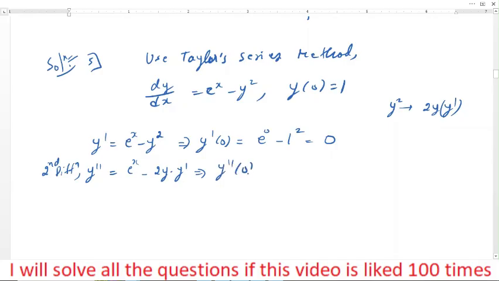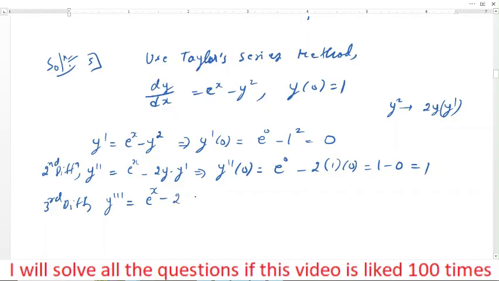So y double dash at 0 is equal to e raised to 0 minus 2 times 1 times 0, which is equal to 1 minus 0, which is equal to 1. Okay, immediately we'll go to the third derivative, third differentiation. Differentiate again with respect to x, e raised to x remains as it is, minus.